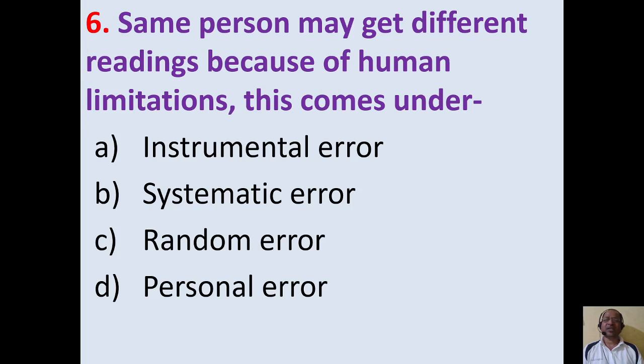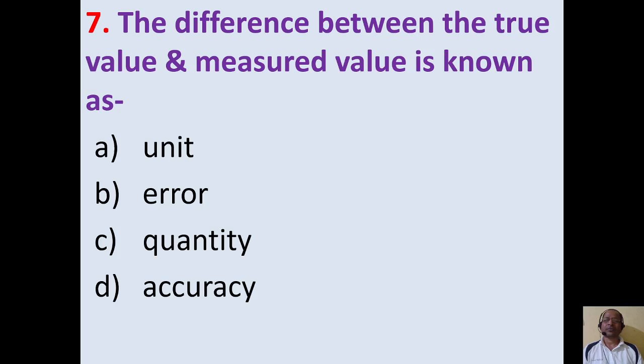Same person may get different readings because of human limitations. This comes under, we have seen that the error which is caused because of human limitations is called systematic error. The difference between the true value and measured value is known as. We have seen by the definition of error, error is the difference between the true value and measured value. So the answer is error.